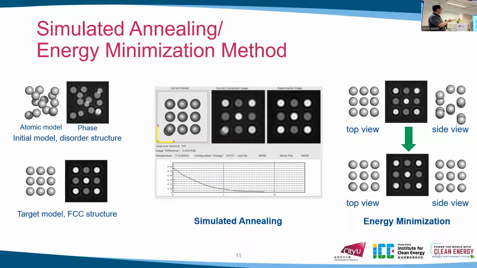So here we also apply a method called energy minimization. We will give a potential function to describe the interaction between atoms. Then we will also move the atoms so the overall potential reaches the minimum. After applying energy minimization, we can recover this disordered structure to the FCC structure.